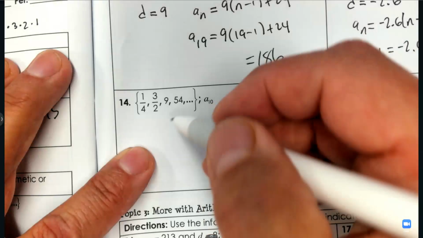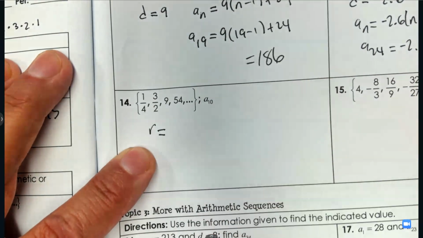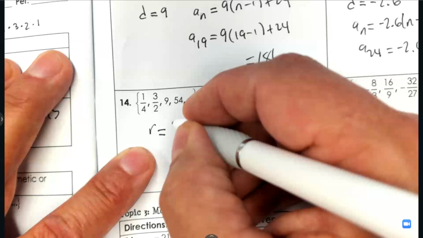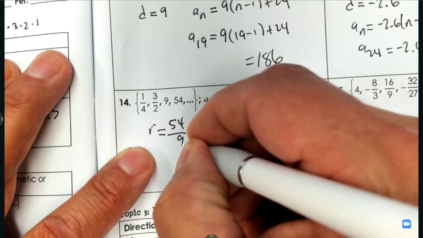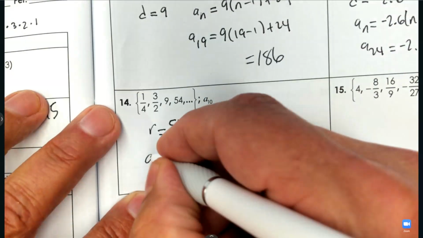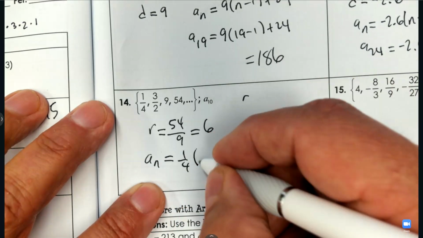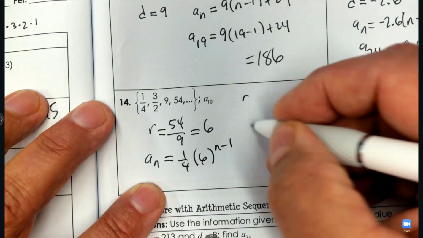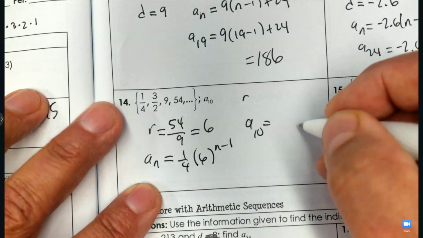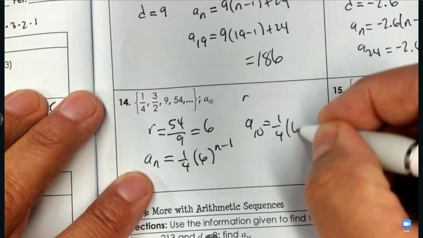Here, I can already tell there's no common difference. There's a ratio here. And then what am I multiplying times? The easiest two numbers to do are actually the last two numbers, 54 divided by 9. And then the formula would be a_1, which is 1/4, r, which is 6, to the exponent n minus 1. And then to find the 10th term, we use that formula and a calculator.